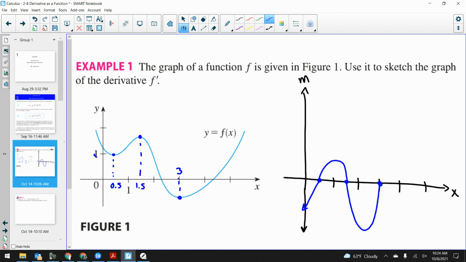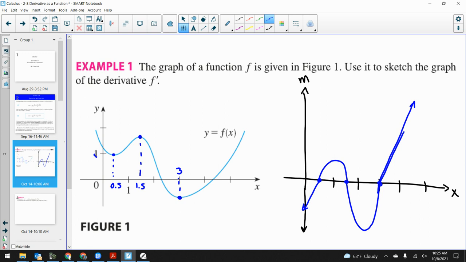Okay. And then what happens to the right of 3? The slope turns back positive and only keeps getting bigger and bigger, right? So I can keep making it go. Oh, sorry, that should have been a nice smooth line. Sorry about that. You kind of get the idea. But it's going in the positive direction.